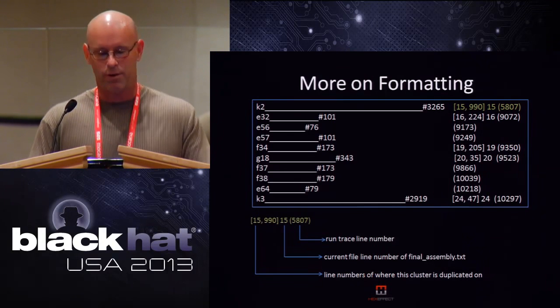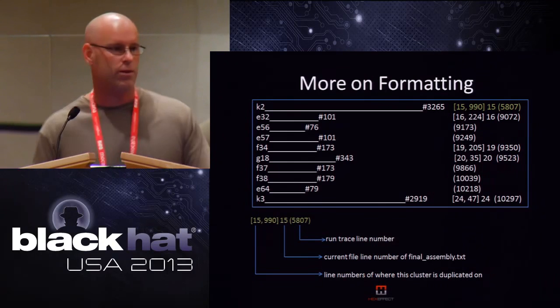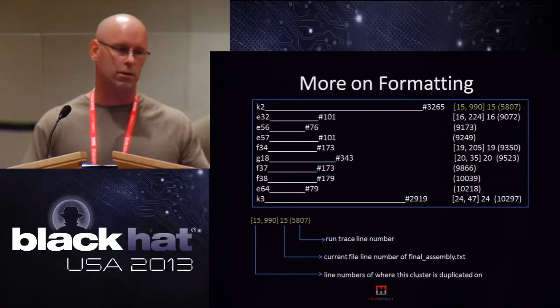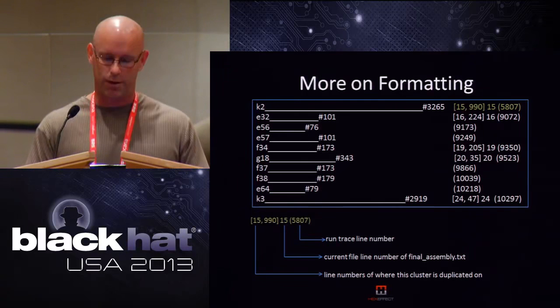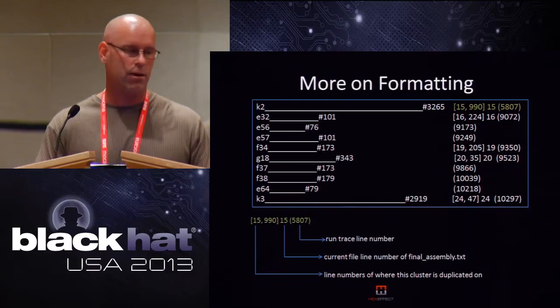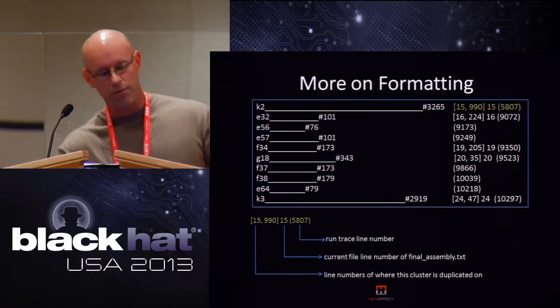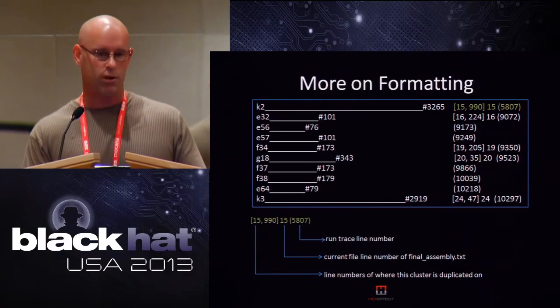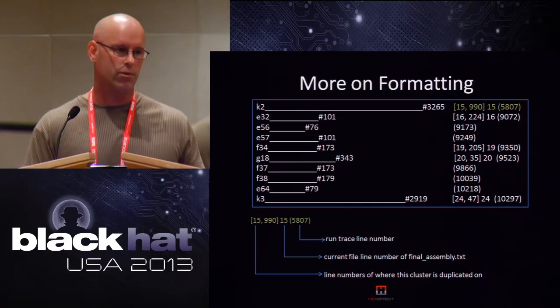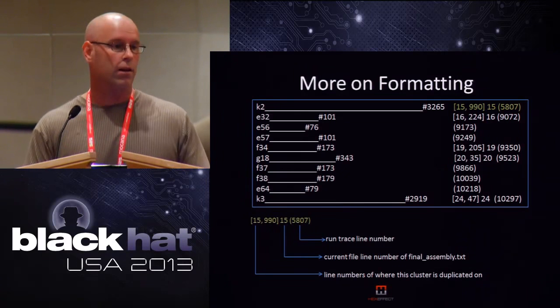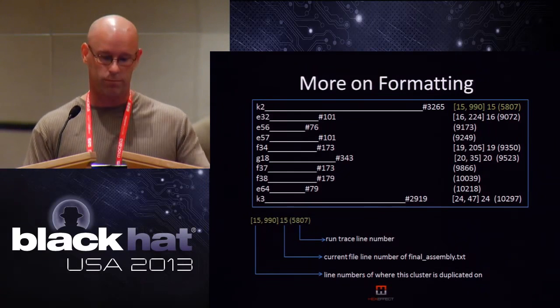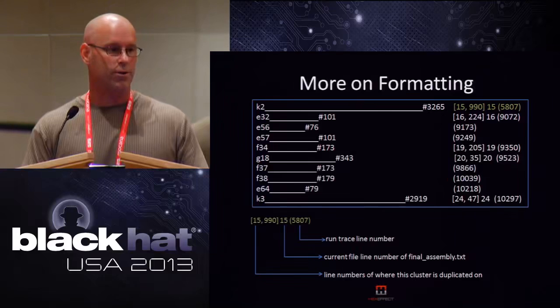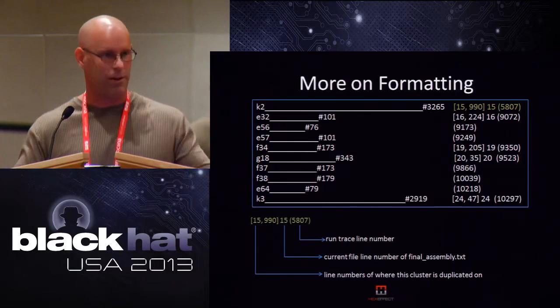And then the next number is the 15, which tells me what my offset is currently. Of course, you can in Vim look down and see what line you're currently on. And then the 5,807, if you want to find out where that cluster begins in your run trace, you can bring up your original run trace, go to that line, and that's where it begins. And then, of course, you can copy the 3,226 from there, and then you have it.